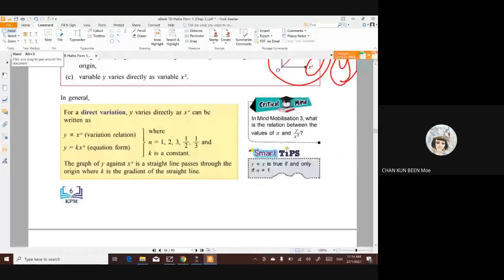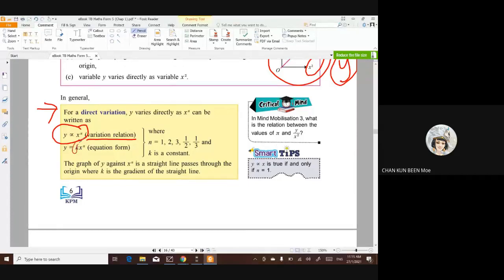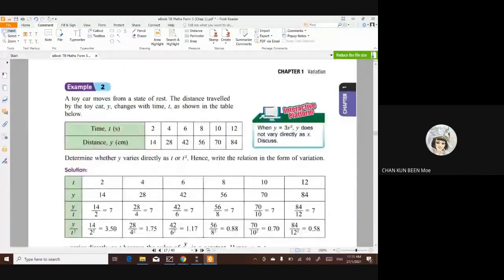Okay, then in general, so you look at this part now. For direct variation, y varies directly as x to the power of n can be written as y varies directly as x to the power of n like this. And then this is the form of variation relation. When it comes to equation, remember you have to add the constant. So it becomes y equal to kx to the power of n. Can or not? Can. Okay, let's continue with example 2.